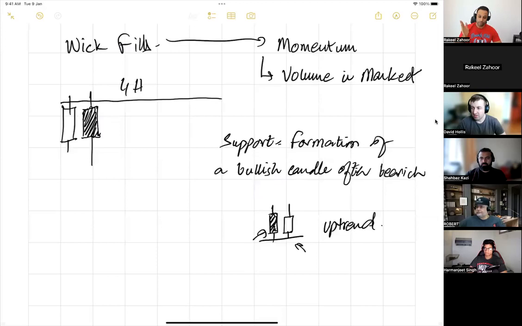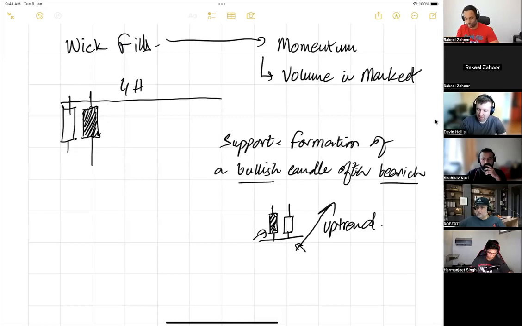No, you can't. To keep it really simple, a support is going to be the formation of a bullish candle after formation of a bearish candle, only in an uptrend. That's it. There's no other support that you're looking at.